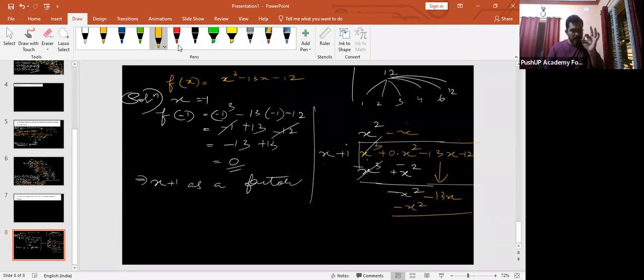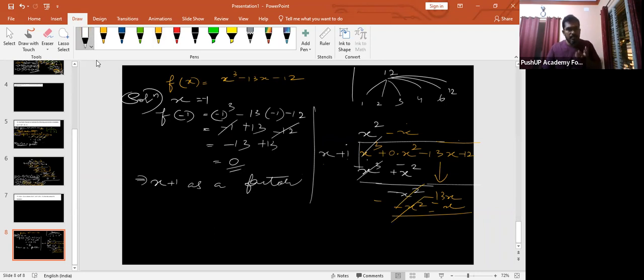Now take this minus x multiplied with the remaining part of the divisor. Minus x into 1 is minus x. Now we will subtract. So minus x square minus of minus x square, they both will get directly eliminated.